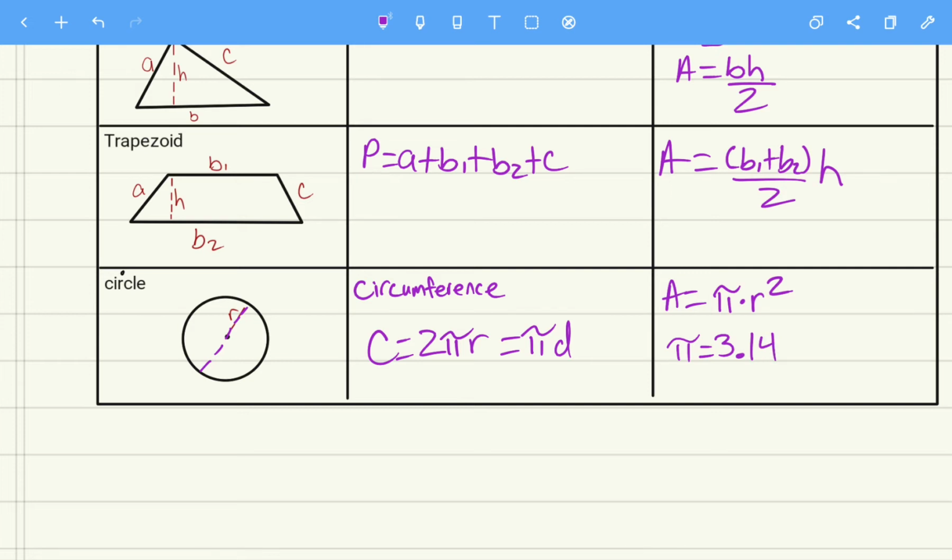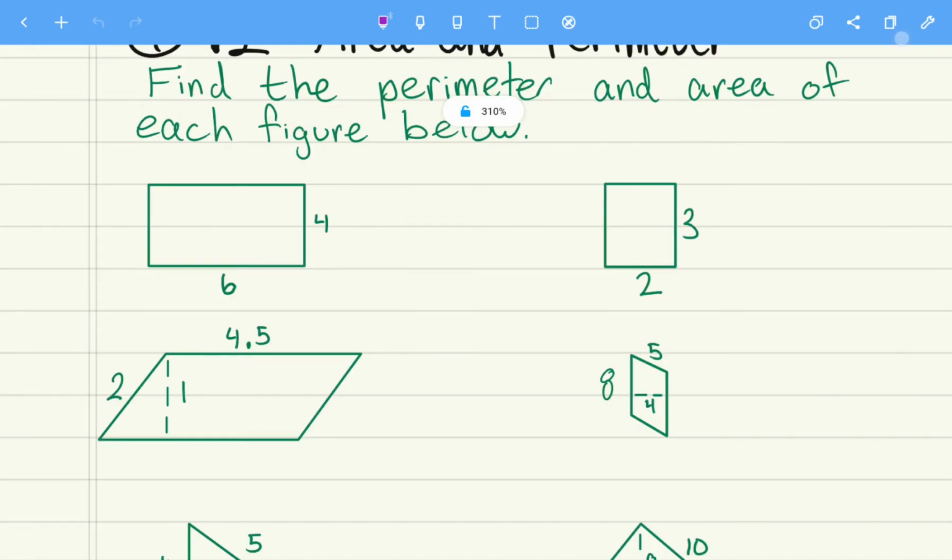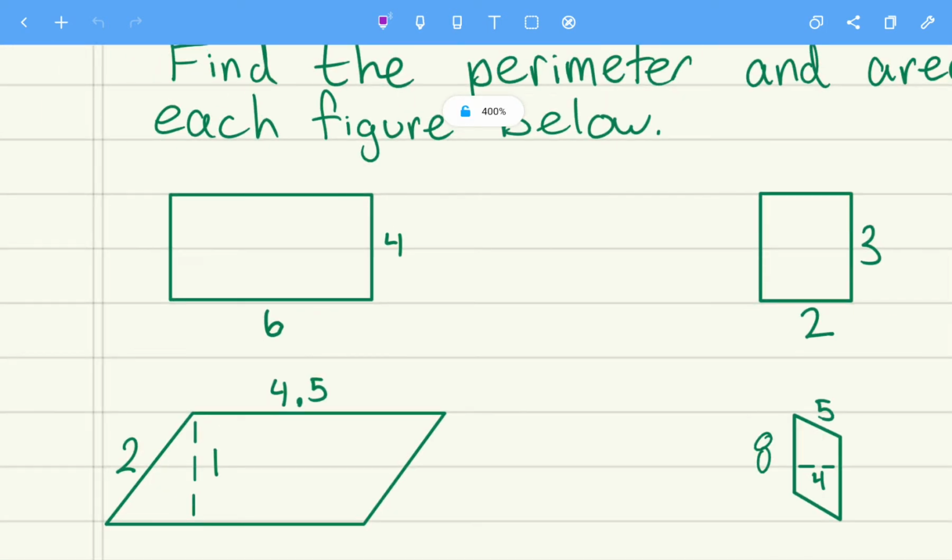Now, let's look at a few practice problems. Okay, I'm going to go over the left half of these problems and show you the answers for the right half. I want you to try the right half on your own after seeing my example on the left. So we want to find the perimeter and area of each figure below. First, we have a rectangle with a length of 6 and a width of 4.